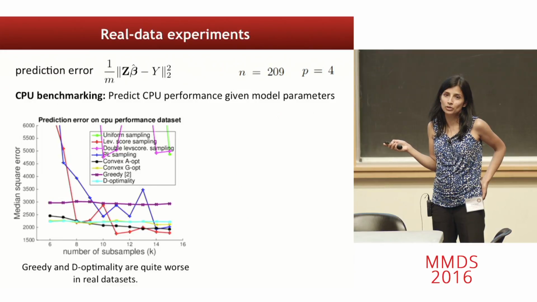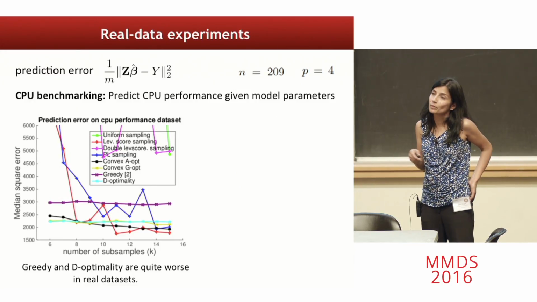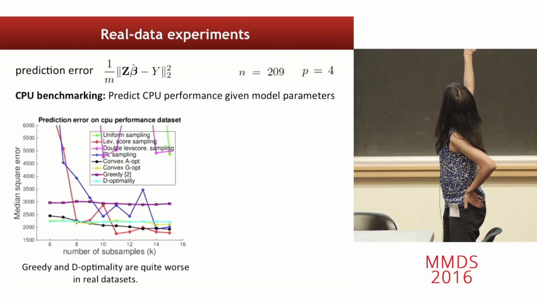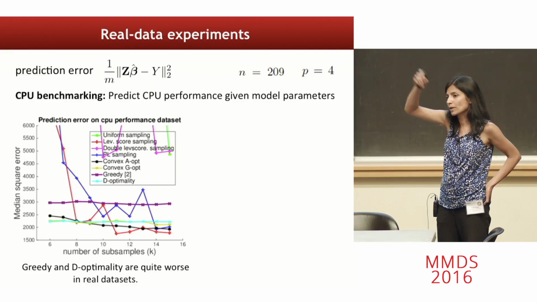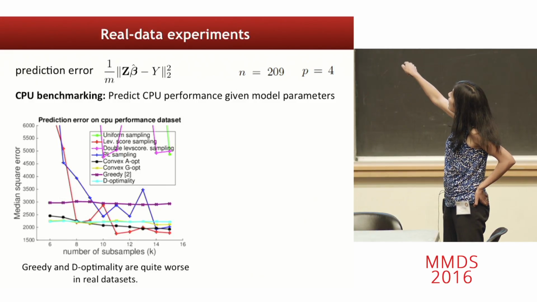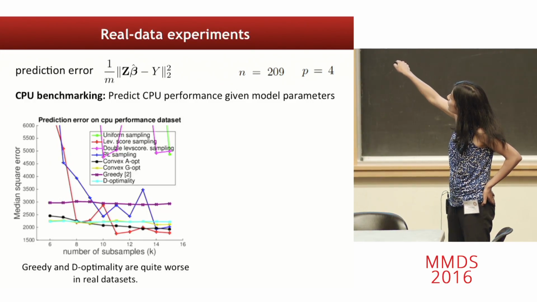They appear to be much worse. So here are some results on a CPU benchmarking problem where we had 209 samples of CPUs with different model parameters and different specifications. The goal was to predict their performance. If you look at these curves, you see that the greedy one does fairly worse, which is this purple thing up here.